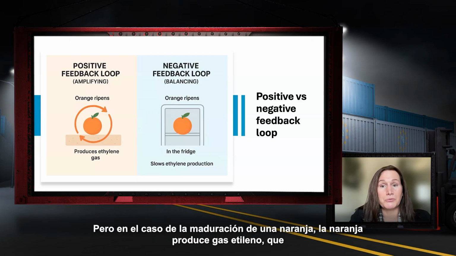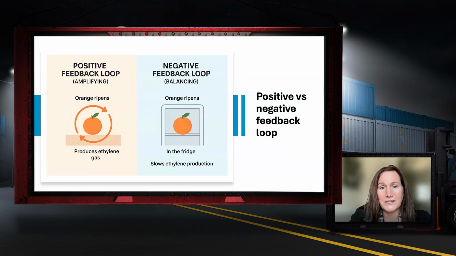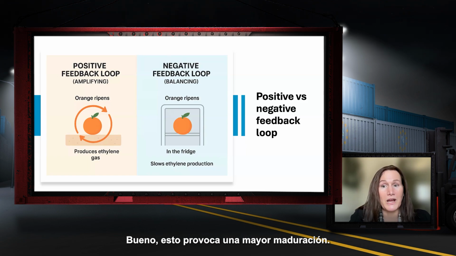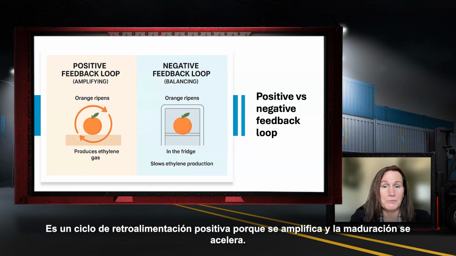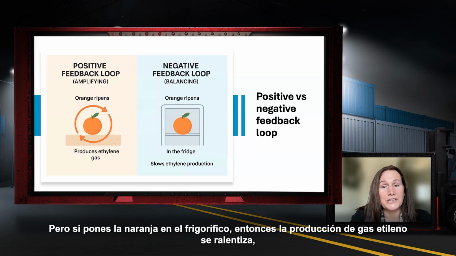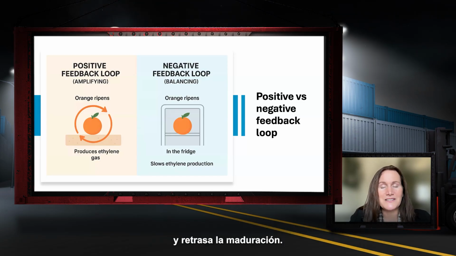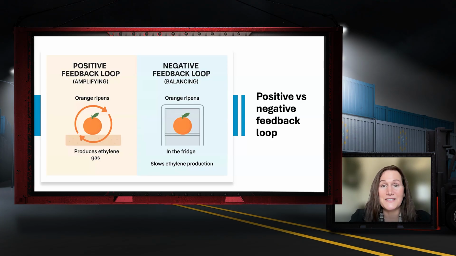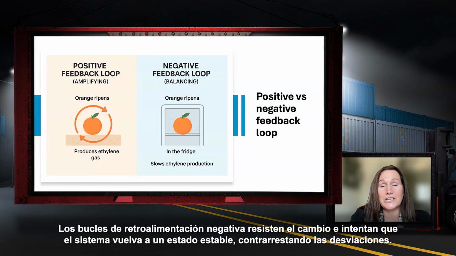But in the case of an orange ripening, the orange produces ethylene gas, which further quickens the ripening process. Okay? So this causes more ripening. It's a positive feedback loop because it's amplified and the ripening speeds up. But if you put the orange in the fridge, then the ethylene gas production slows down, and it slows down the ripening. This is a negative feedback loop. Negative feedback loops resist the change and try to bring a system back to a steady state by counteracting deviations.